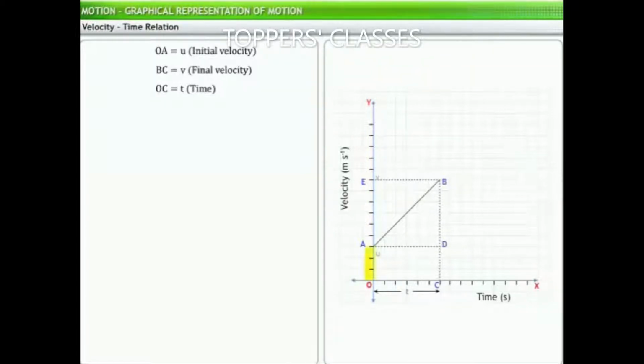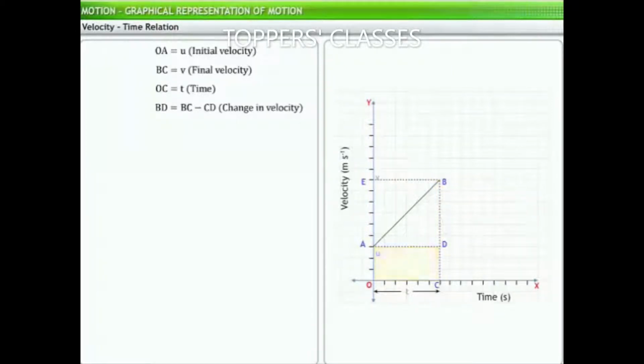Now, OA represents the initial velocity u. BC represents the final velocity v. OC represents the time t. And BD represents the change in velocity in time t.